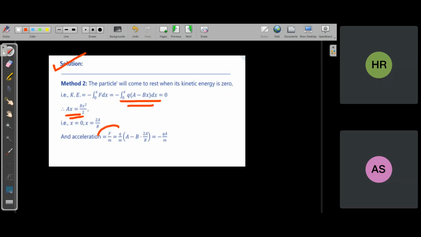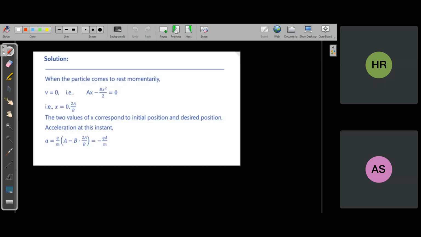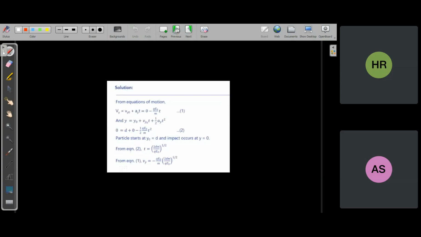Now, if they are asking acceleration, just substitute the value of x in the formula and you'll get the acceleration. That's it. The formula of force is QE. E is already given as a function of x. X you already calculated. Understood? In the second part, I think they are asking acceleration.